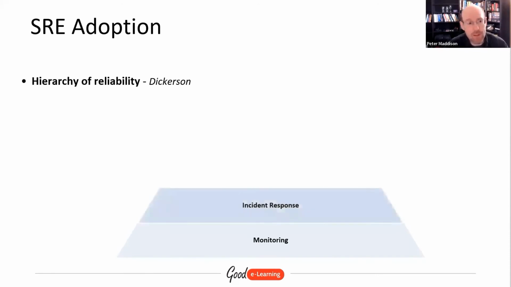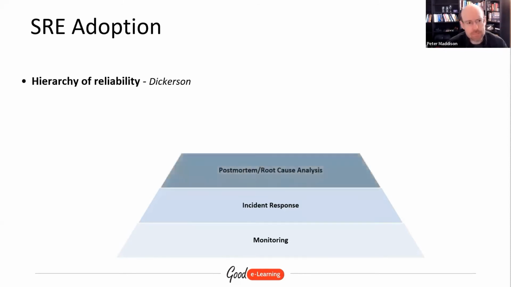Sometimes we have to, but we want to move away from that. Incident response. How do we respond to incidents? Are we building up good incident response practices? Are we practicing our incident response? Do we know what to do when things go wrong?